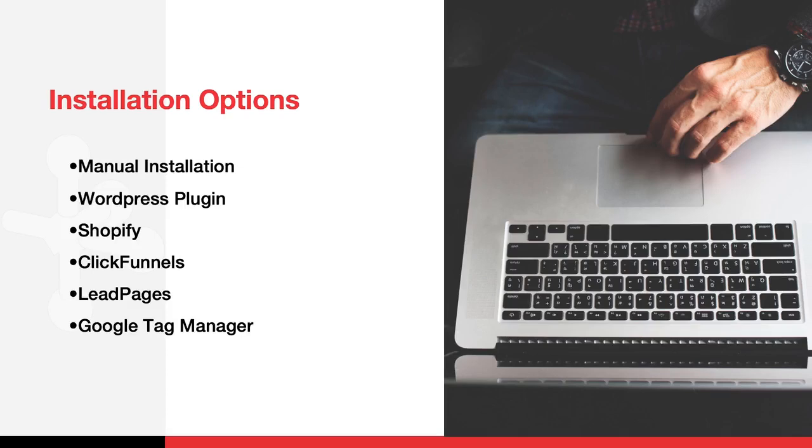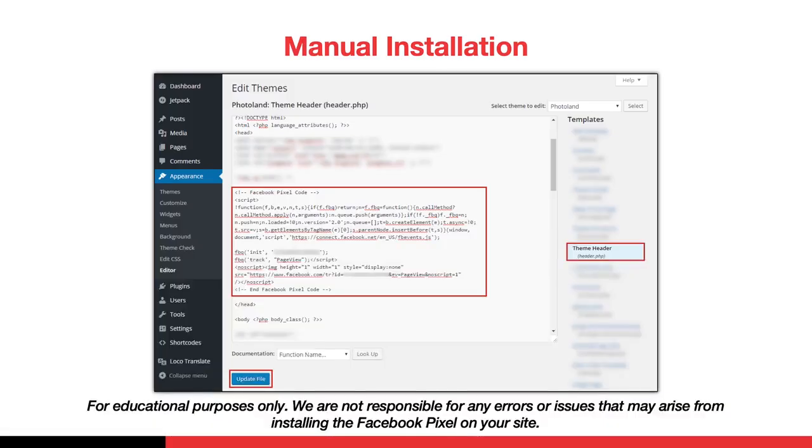So installation options, there's lots of options out there. People are making it easier and easier to make sure the pixel's installed right. You have a manual installation. Facebook now gives you step-by-step easy instructions on how to do that. WordPress plugins, Shopify, ClickFunnels, Lead Pages, Google Tag Manager, just to name a few. The manual installation, if you look at this and you say, well, wait a minute, this looks complicated, talk to your person in IT, talk to the person who manages the overall site.